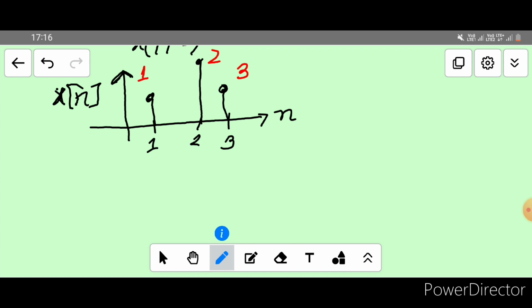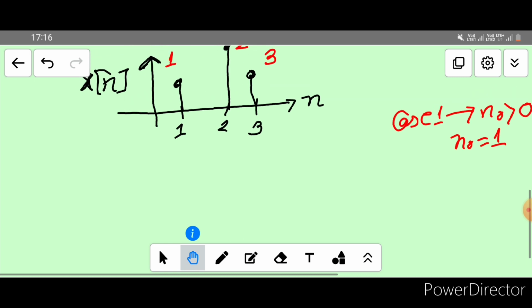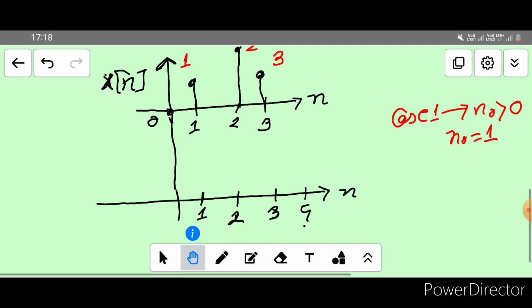Okay, now we are taking first of all case 1 where n naught is greater than 0. Suppose our n naught is equal to 1. So as stated above, our signal xn will be shifted to the right side by 1 unit. Now xn at n equal to 0 will be shifted to n equal to 1. Xn at n equal to 1 will be shifted to n equal to 2.